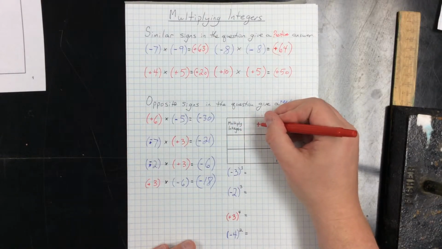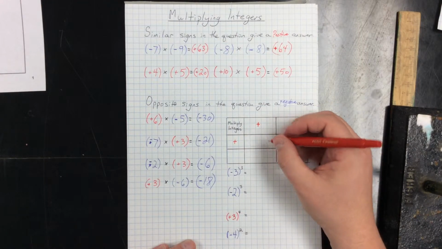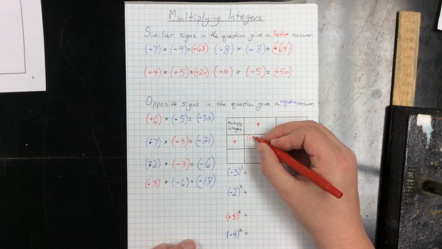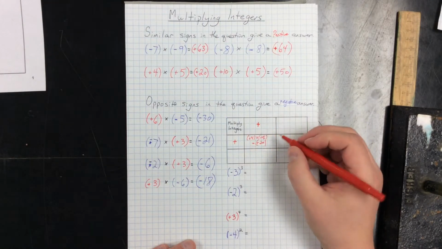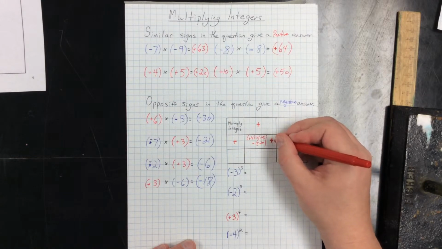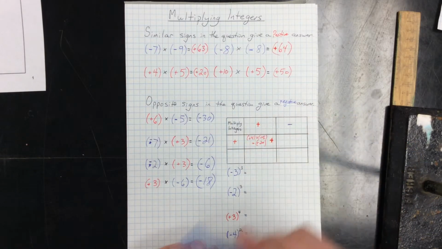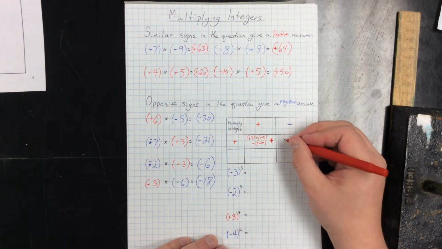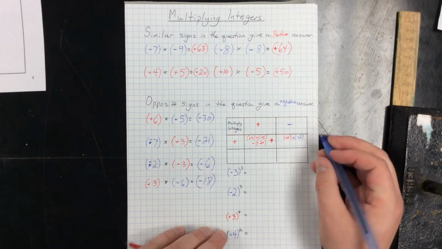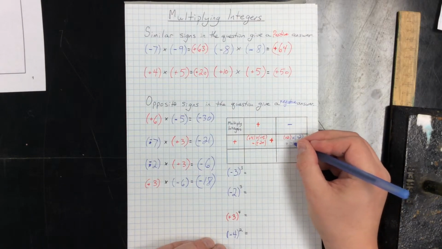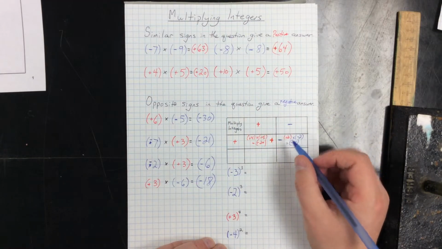If in the question we have a positive times a positive, our answer is going to be positive as well. So positive 4 times positive 5 gives us positive 20. So our answer will be positive. If we have a positive times a negative, so positive 2 times negative 2, our answer is going to be negative, a mixture. So a positive and negative give us a negative.